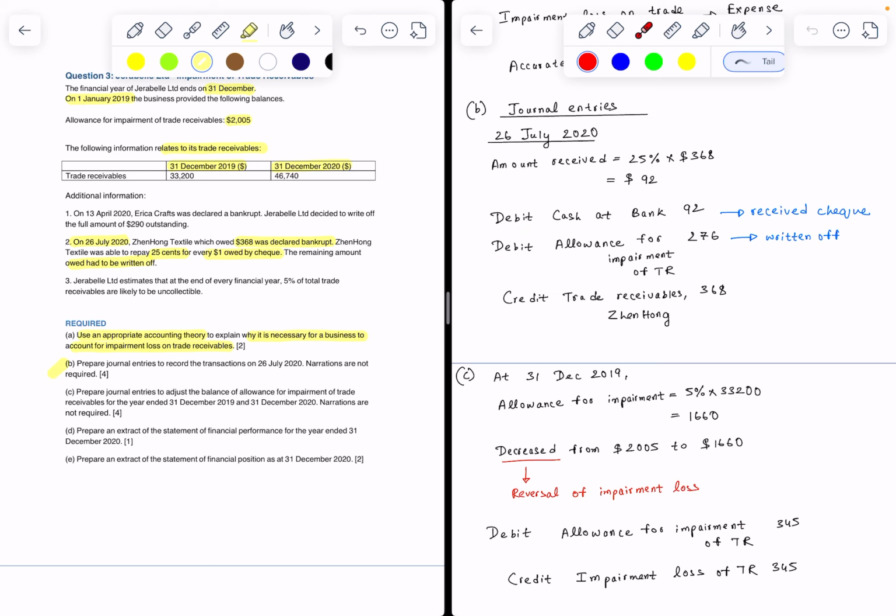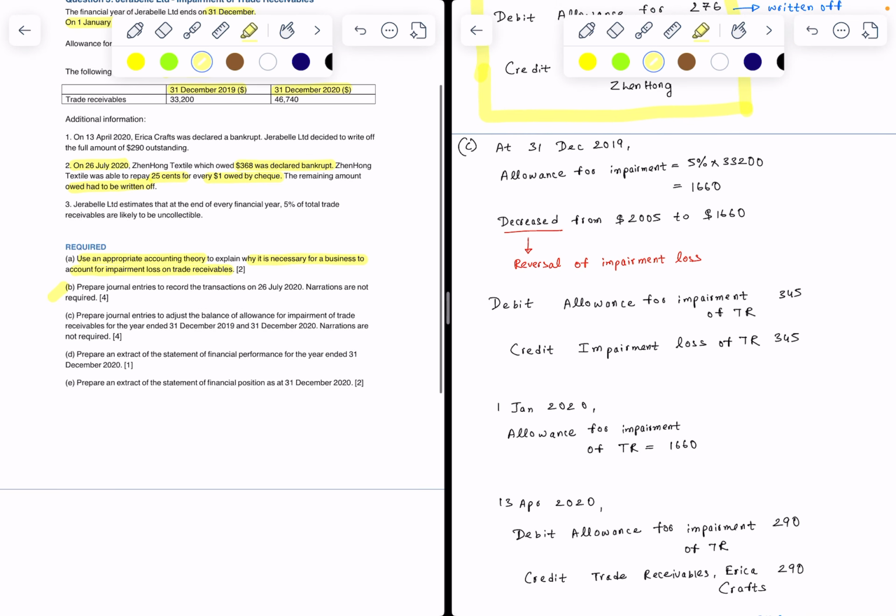At the same time, we will credit the entire amount of $368 which Zenhong originally owed us. Zenhong is no longer our credit customer after the bankruptcy has been confirmed and some amount has been repaid. So that means we will credit trade receivables Zenhong by $368 because assets are going down here, specifically current assets, and when assets go down, we credit it. So this is the journal entry for part B. Okay? All right. Next, let's see what's part C asking us to do.